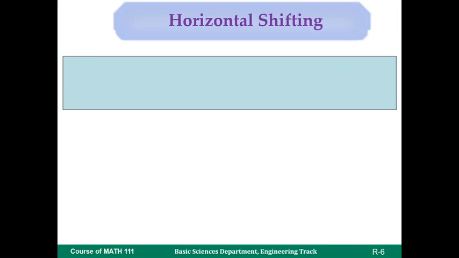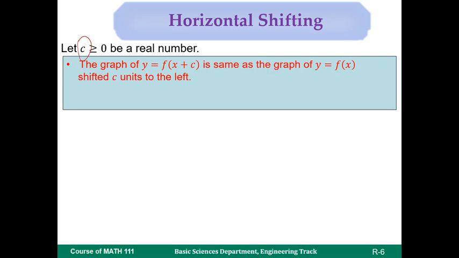Now we will see horizontal shifts. So let's see. We will take c as a positive real number. So the graph of f of x plus c is the same as the graph y is equal to f of x shifted c units to the left. So okay, now I will show you this. Assume that you have f of x function, and its graph is, okay, let's say I will use x squared. y is equal to x squared. Okay, let's say this is our f of x.